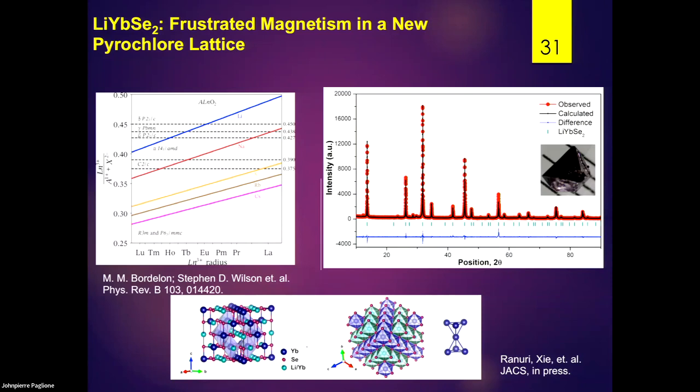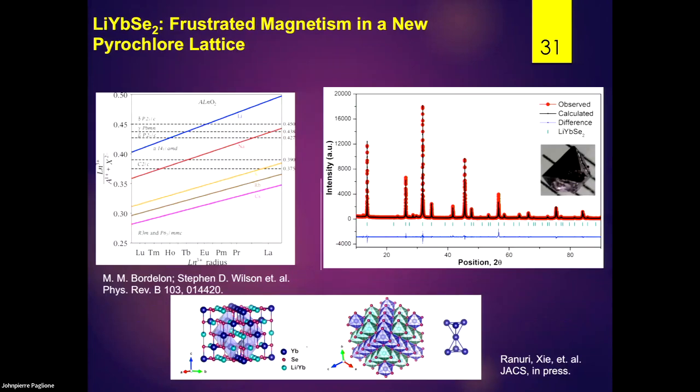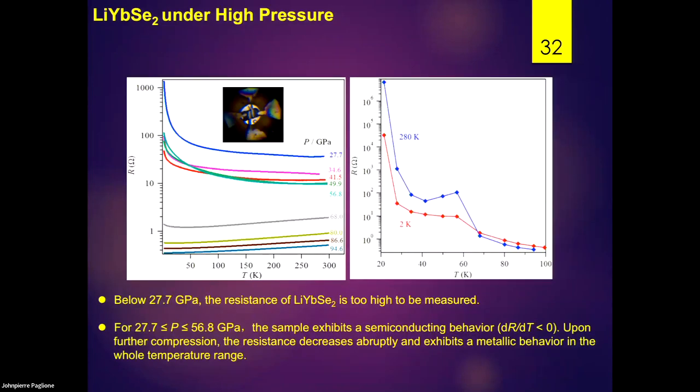In the beginning, we made a new phase, that's LiYbSe2. This is the crystal we grew. It has a structure similar to the pyrochlore lattice, but also completely different from the pyrochlore lattice. So we call it a new pyrochlore lattice. And we see no magnetic ordering down to 0.07 Kelvin. Also we didn't see the magnetic anisotropy of ytterbium in the pyrochlore lattice. So we think it's very interesting.